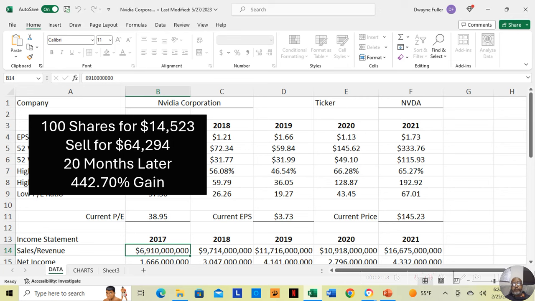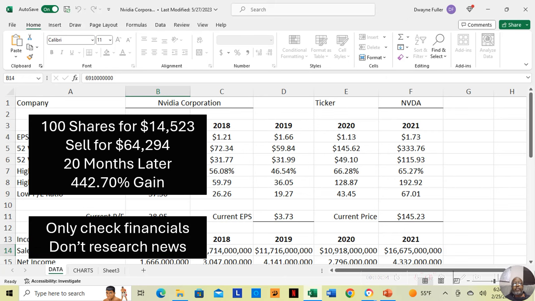Now, if anybody had bought 100 shares of Nvidia at that time, it would have cost them $14,523. Unless they were using margin, it would have cost around 7,000 something. And they would have been able to sell those shares for $64,294 20 months later. That's a 442.70% gain. But that's not why I'm putting this little video together. I'm putting this together to explain to you something.